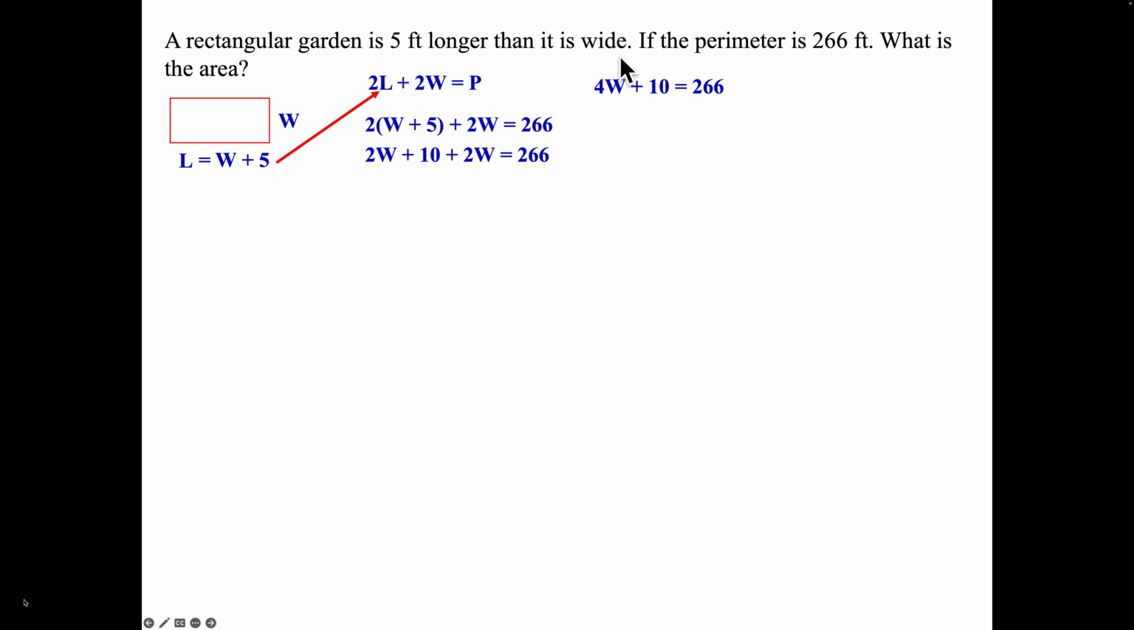We can solve this for the width. Subtract over the 10. Gives us 256. 256 divided by 4 is 64. That's my width. Then my length is 64 feet plus 5 is 69 feet. Multiply the two dimensions together. We get 4,416 feet squared.